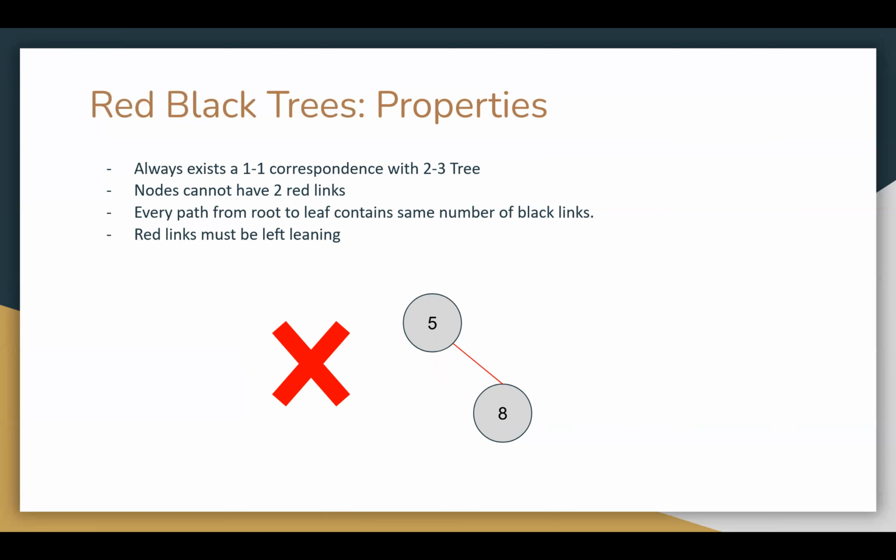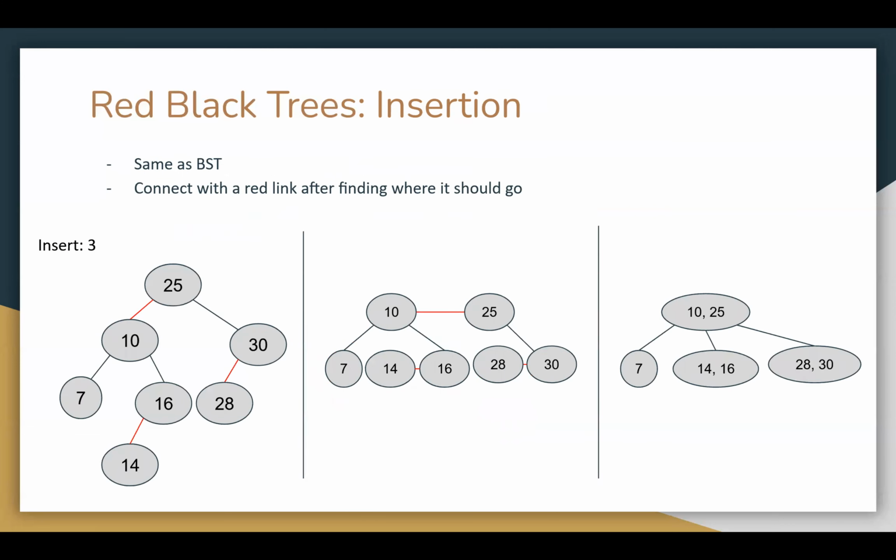Great. Okay, so let us jump into some insertion questions in red-black trees. The algorithm for red-black tree insertion is the same as the BST. We follow the same rules as BST, and then we connect the new node with a red link after finding out where it should go. And here I've created a one-to-one correspondence where on the left we have the red-black tree, in the middle is the horizontal representation of the red-black tree, and on the right is the 2-3 tree version of the red-black tree. Okay, so here let's try to insert 3.